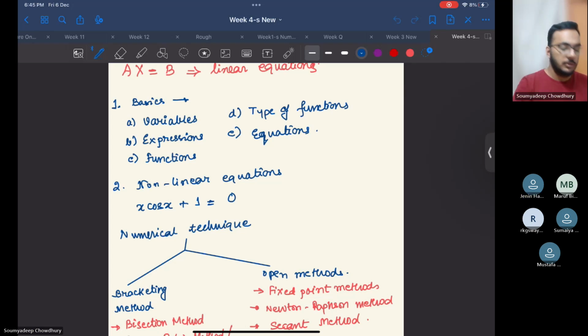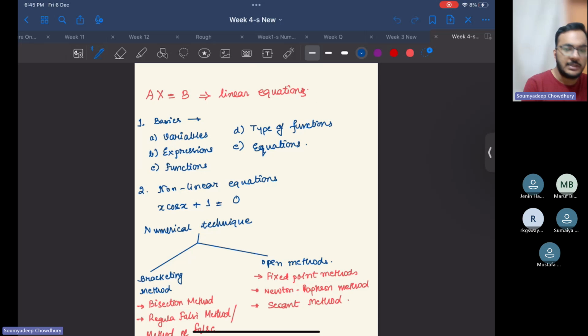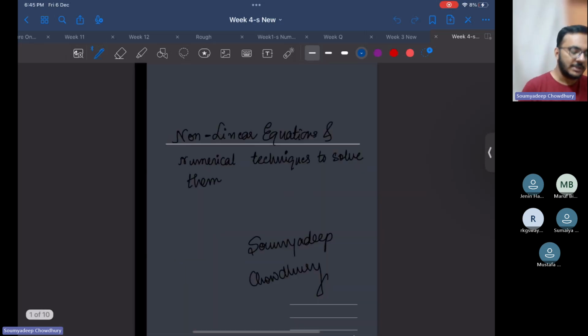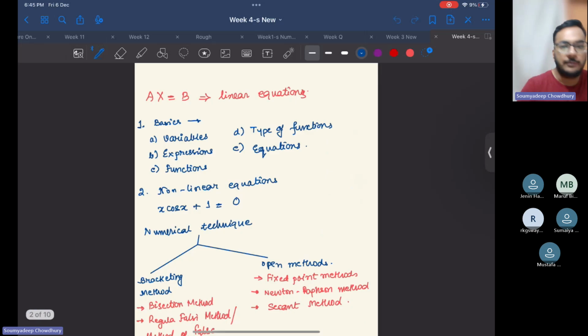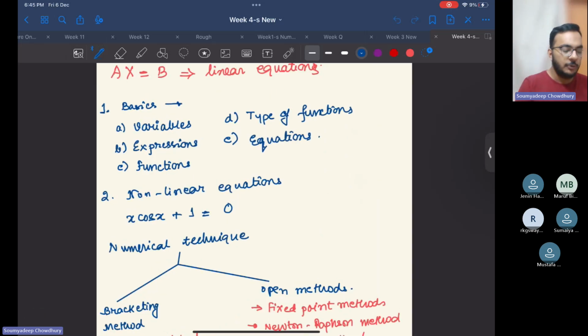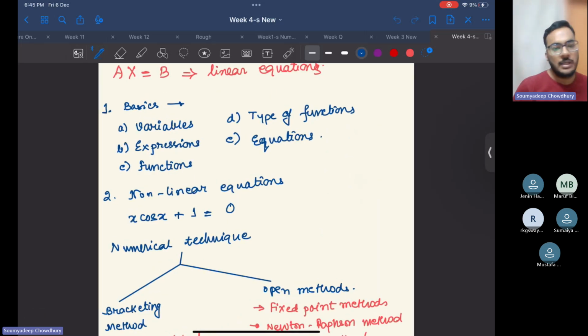Okay, so I'll just give a quick recap of what we had talked about in the last class, and then I'll move on to today's class. So last class we were basically talking about the different numerical techniques to solve the nonlinear equations. There we started from the basics.